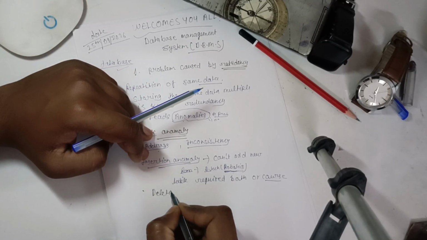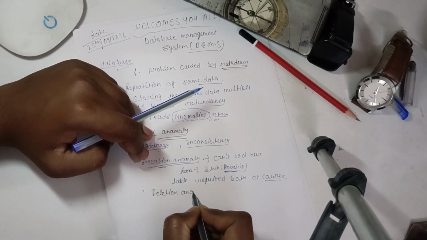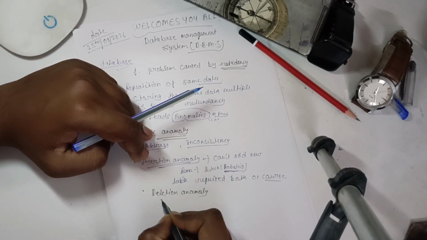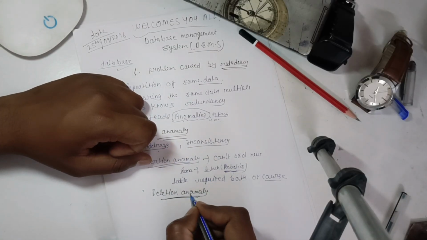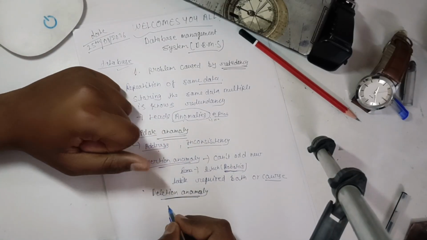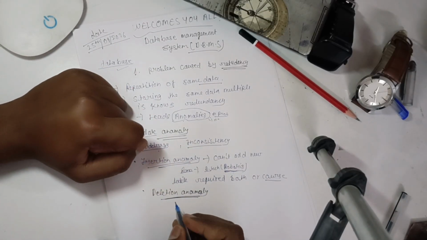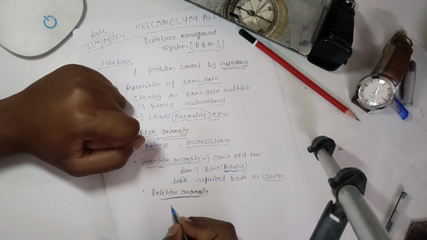So next is deletion anomaly. What is deletion anomaly? If you delete the only student in a course, you accidentally delete the information about the course itself.